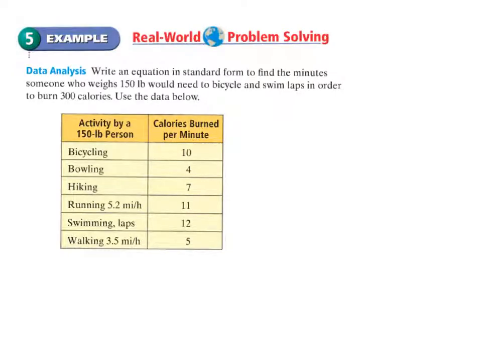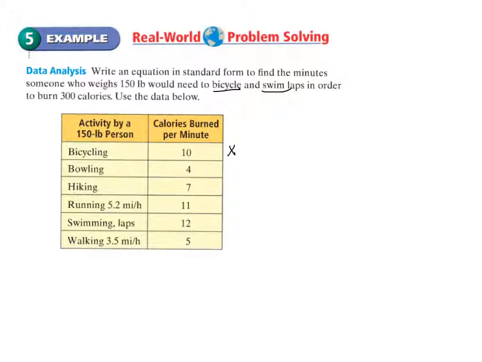In example number 5, it says, write an equation in standard form to find the minutes someone who weighs 150 pounds would need to bicycle and swim laps in order to burn 300 calories. But we're going to take this a step further. Not only do I want you to write an equation, I'm going to make you interpret the intercepts, tell me the domain and range, and graph it, because I'm mean. So in this problem, let's first set it up.